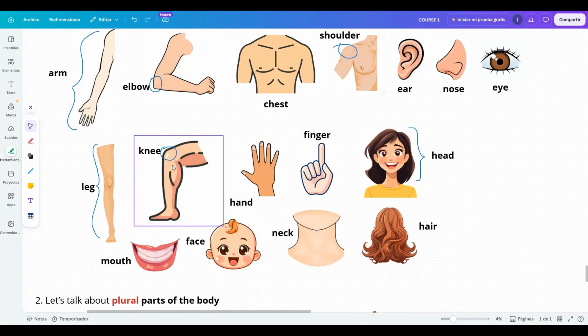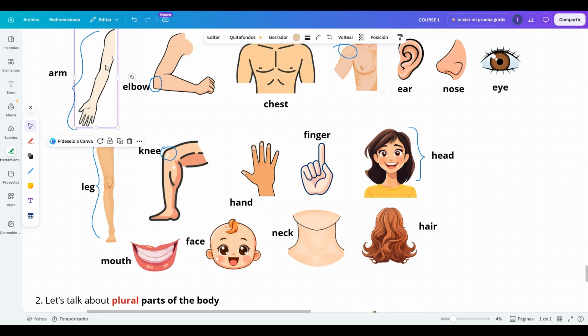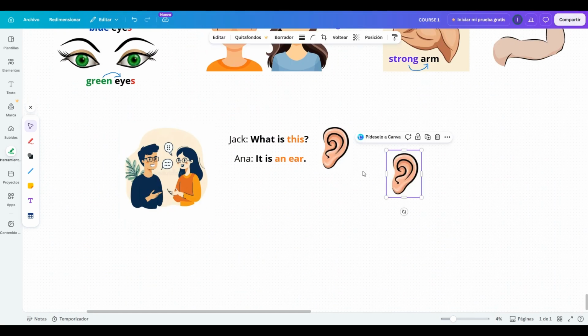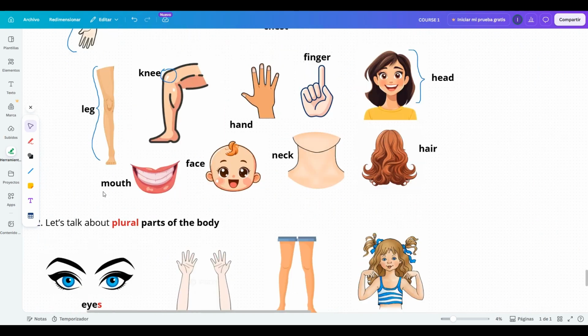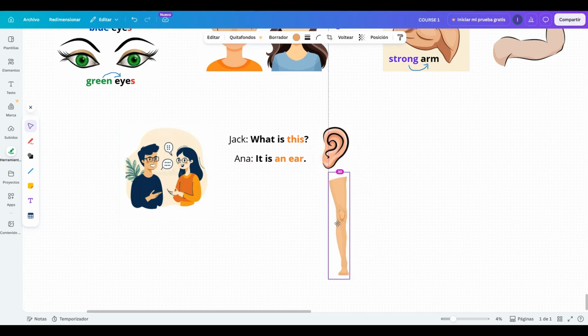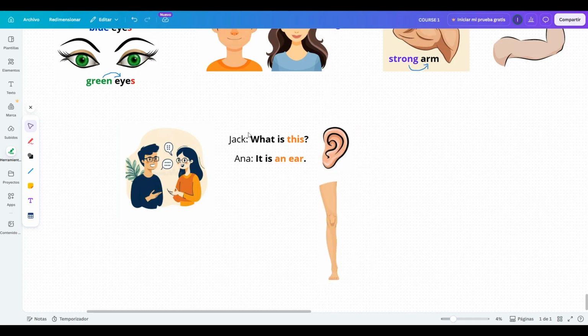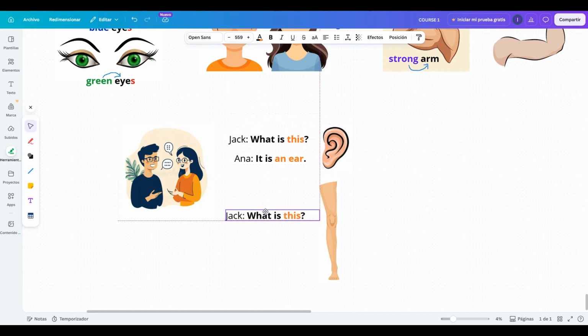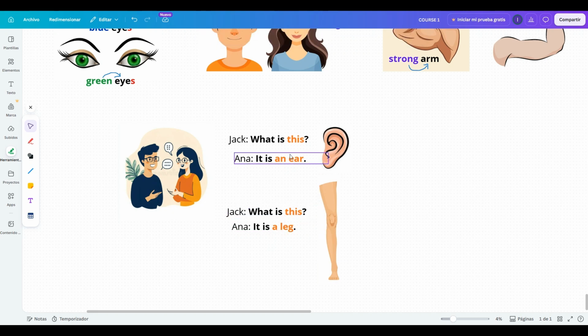Excuse me. What is this? Okay. Excuse me. What is another part of the body, right? Yes, this one. Another part of the body. Singular. Excuse me. What is this? It is a leg. A leg. All right?